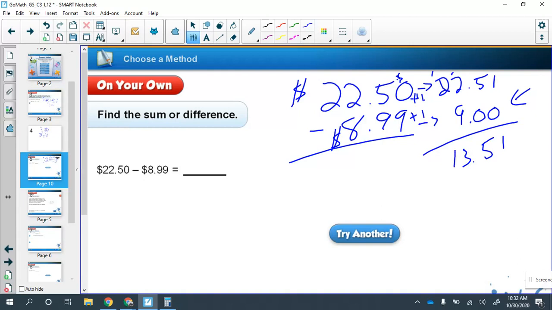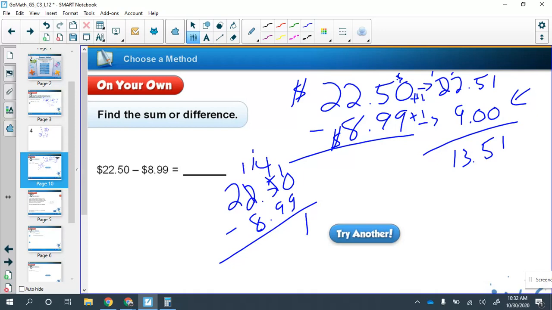Now, just to prove to you that this idea works, we can take 22.50 and subtract 8.99. This would be a 10, this would become a 4. Well, 10 minus 9 is 1. This would become a 1, and that would be 14. 14 minus 9 is 5. And then this, of course, becomes a 1, and that's a 1. And 11 minus 8 is 3.